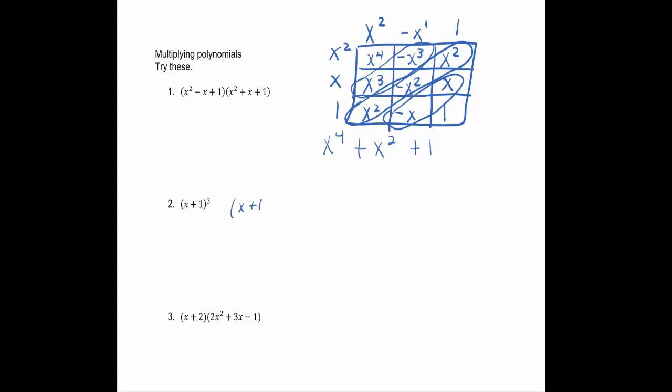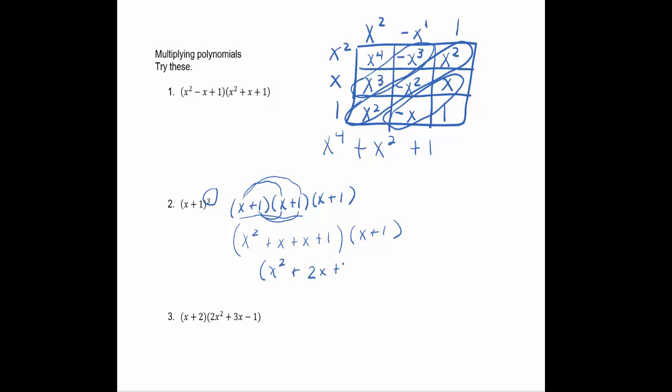X plus 1 times x plus 1 times x plus 1. This is cubed, which means I need to expand this binomial out 3 times. X times x. I would multiply these first 2 terms first. So let's do that. X times x is x squared. X times 1 is x. 1 times x is x. 1 times 1 is 1. And then I'm going to be multiplying by x plus 1 more time. So combine your like terms here. You have x squared plus 2x plus 1.